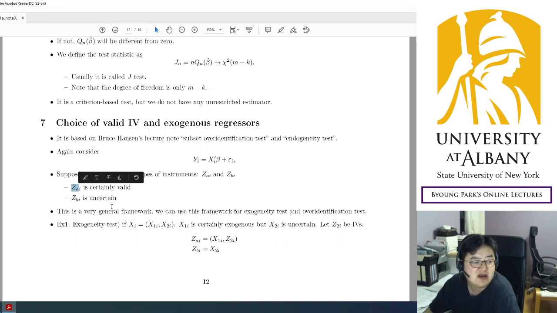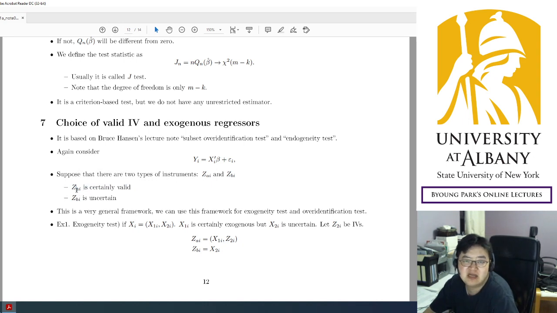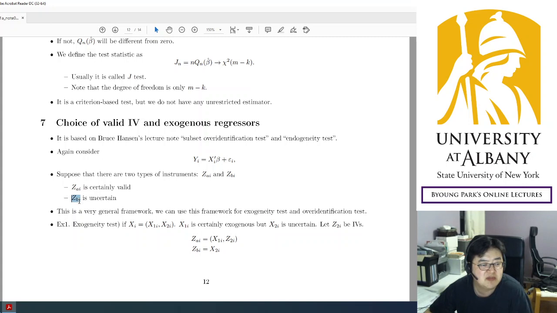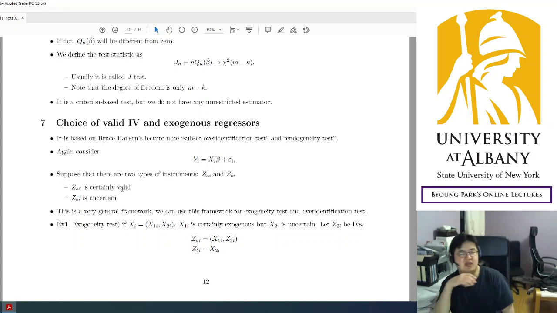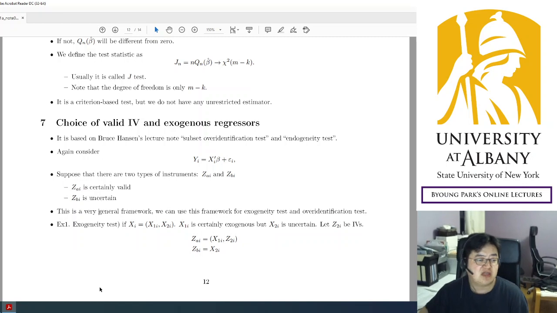ZA is certainly valid instruments. So we know that there is no doubt that this ZA is exogenous. It is always exogenous. It's good. But the problem is ZB. ZB is uncertain. It may be endogenous, it may be valid. So that's what we would like to test. So this is a general framework.